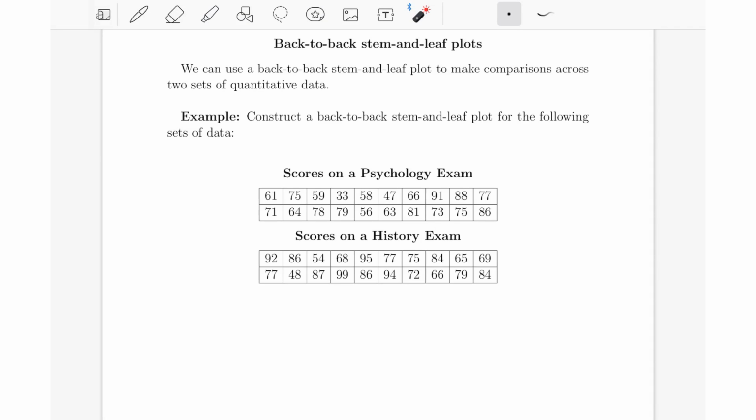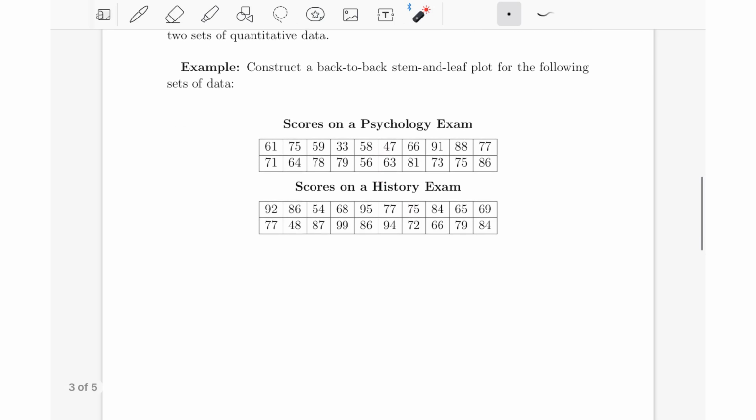So we can also use stem and leaf plots to make comparisons across two sets of quantitative data. And we can do this by constructing what we call a back-to-back stem and leaf plot. Okay, so we're going to do an example of that right here. We have two sets of data on exam scores, one from a psychology exam, one from a history exam. So let's see if we can construct what we call a back-to-back stem and leaf plot. How we're going to start is we're going to label psychology and history, right? Back-to-back, so one on each side.